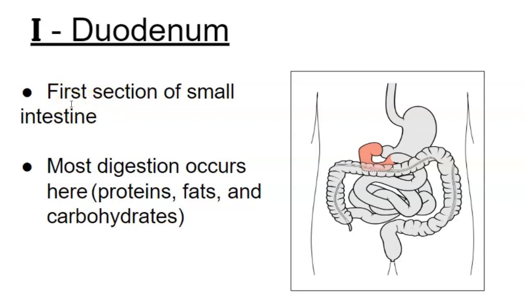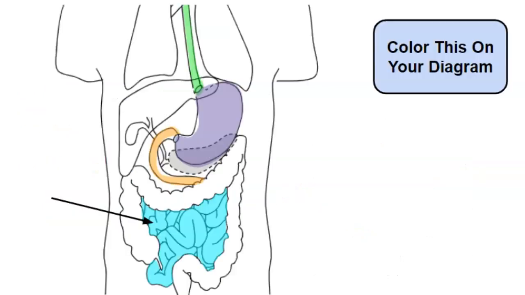This is where most digestion happens. And again, we're digesting everything. Just like in the stomach, we're digesting everything here. Proteins, fats, carbohydrates. After the duodenum, after the first section, then we go on to the rest of the small intestine.